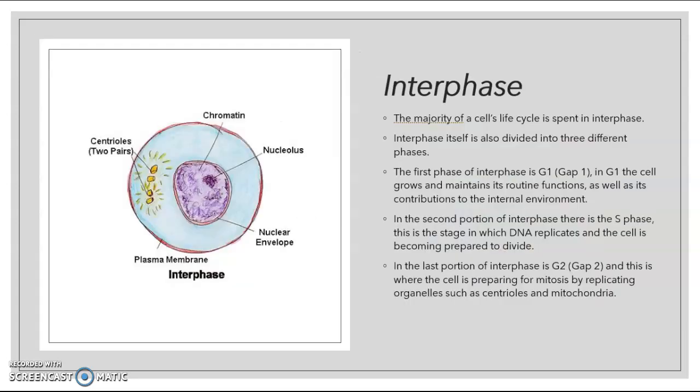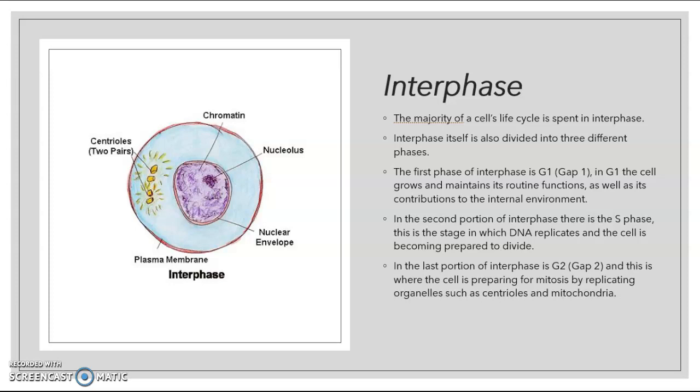Now, beginning with interphase to describe these different phases of the cell cycle, the majority of the cell cycle was spent in interphase. Interphase itself is also divided into three different phases. The first phase of interphase is G1 or gap 1. In G1, the cell grows and maintains its routine functions as well as its contributions to the internal environment.